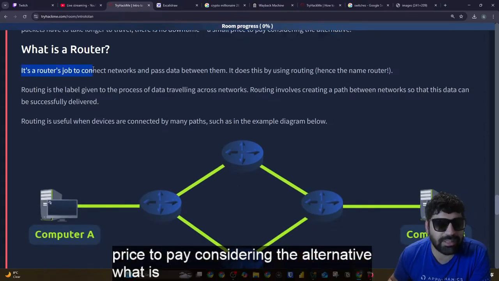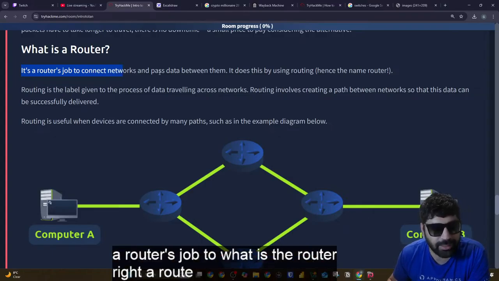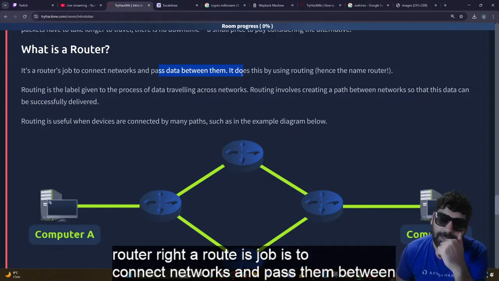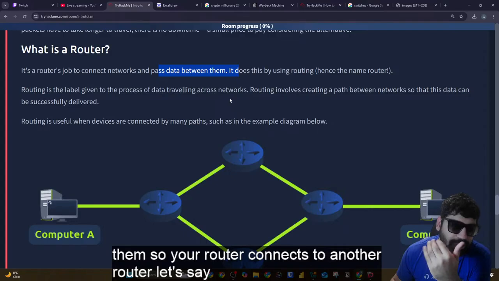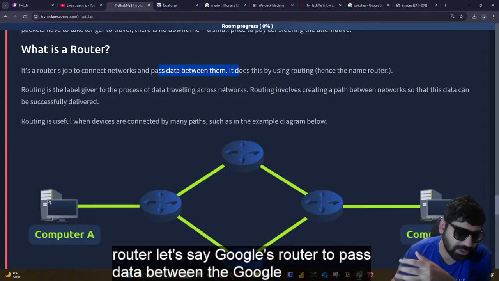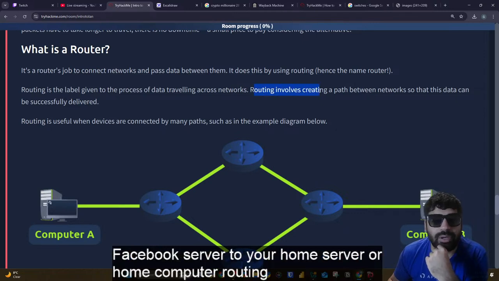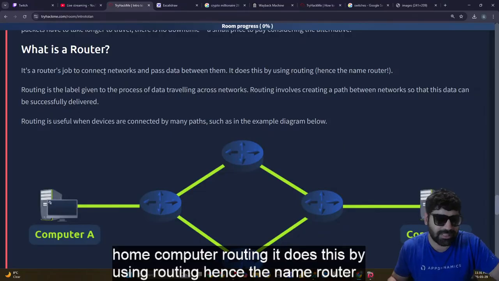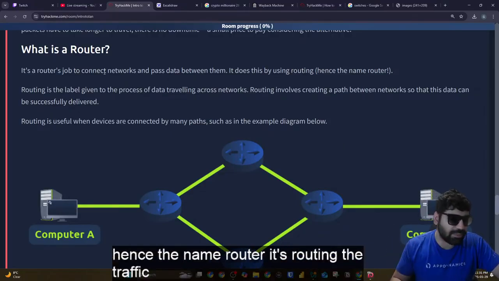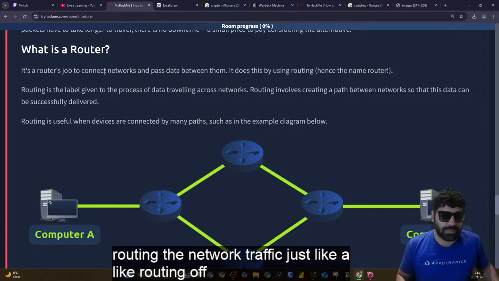What is a router's job? What is a router, right? A router's job is to connect networks and pass data between them. So your router connects to another router, let's say Google's router, to pass data between the Google server or Facebook server and your home computer. It does this by using routing, hence the name router. It's routing the network traffic, just like routing of vehicles or parcels.